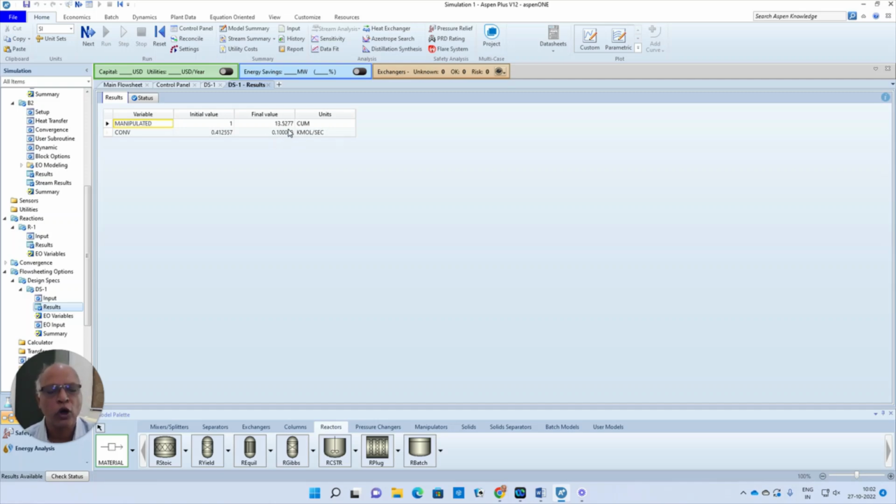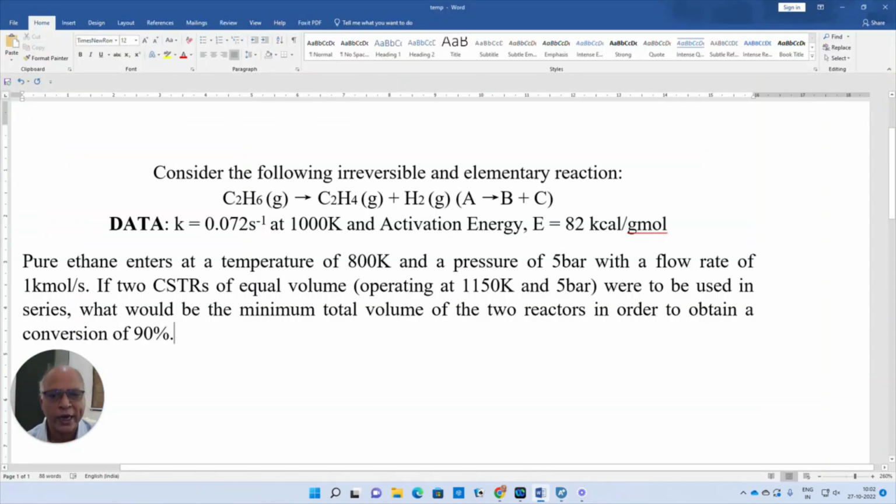So what is the total volume of both the reactors that we got? Remember, the volume of the second reactor was constant at 1 because we are varying only the volume of the first reactor. So the answer for this problem is 13.52 plus 1, 14.52. But the issue here is, this is not what we exactly require. We wanted to use CSTRs of equal volume. How can we do this?